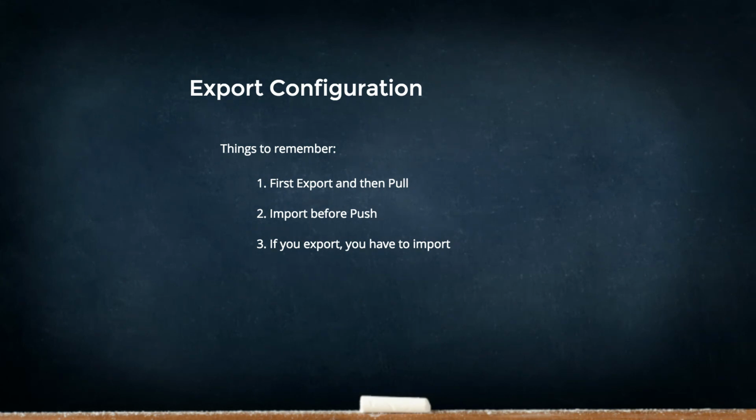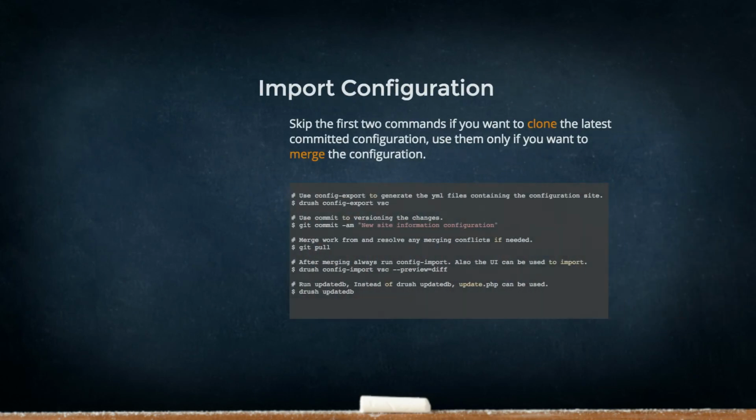So those are the 3 things to remember. The first one is first export and then pull. The second one, import before you push. And the third one, if you export, you have to import on dev. So those are the 3 main rules to make sure that you are working successfully in a team. For big projects, it's really helpful.